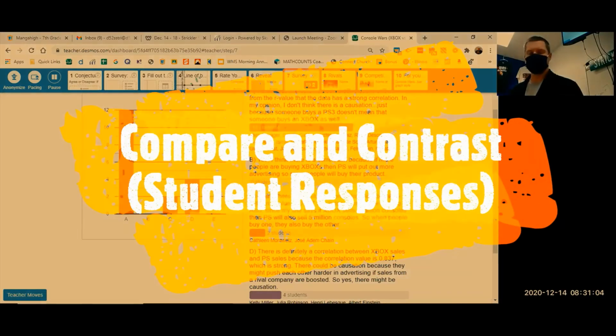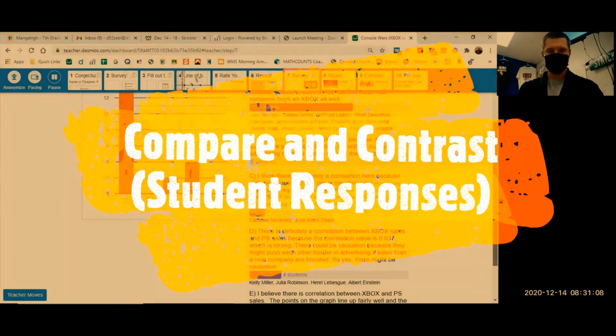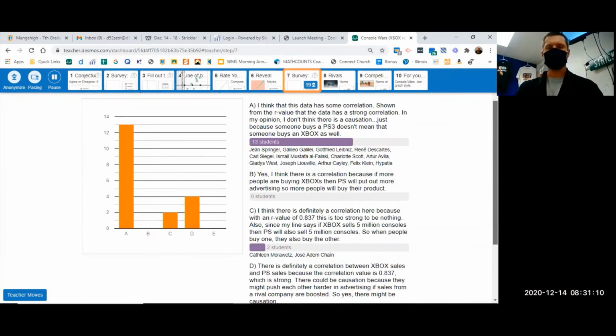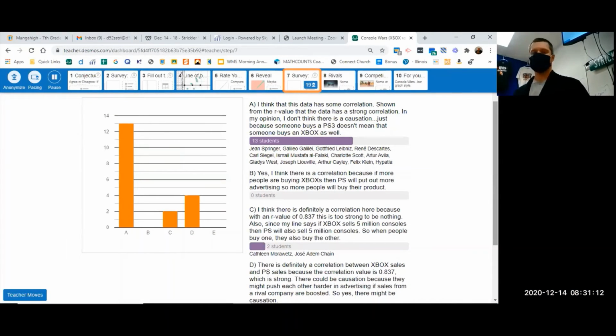Votes have swayed towards the first one, and the second place right now is D. Now, let's look at the difference between A and D. So A says, I think that this data has some correlation shown from the R-squared value. Sorry, I took out the squared because it kind of messed up the wording, but it should be R-squared. The data has a strong correlation. In my opinion, I don't think there is causation. Just because someone buys a PS3 doesn't mean that someone buys Xbox as well, which was the argument that Hudson and Owen were making, right?